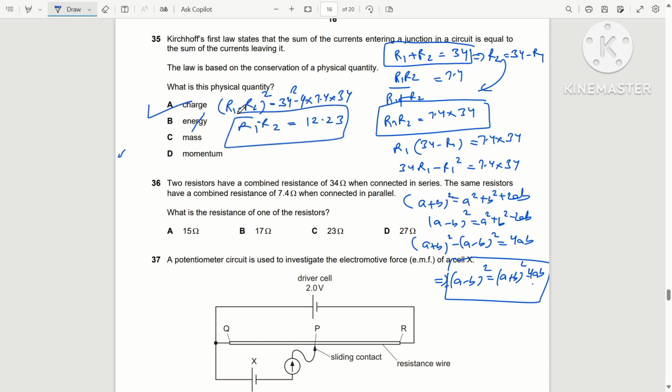Now you can add these two equations, R1 minus R2 and R1 plus R2. On solving you will get R1 approximately 23.11. So one of the resistances is this. And another method can be the hit and trial method. You can check with different values. If it is satisfying any value, then that will be the answer.